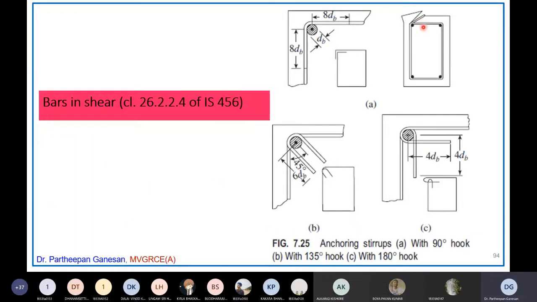Now for bars in shear, remember, this is the stirrup. Bars in shear means stirrups, beam stirrups. A stirrup is made by taking a single rod and bending it on all 4 sides, then you will get the stirrup. Now how much should the overlap length be? Here, I will just take here.